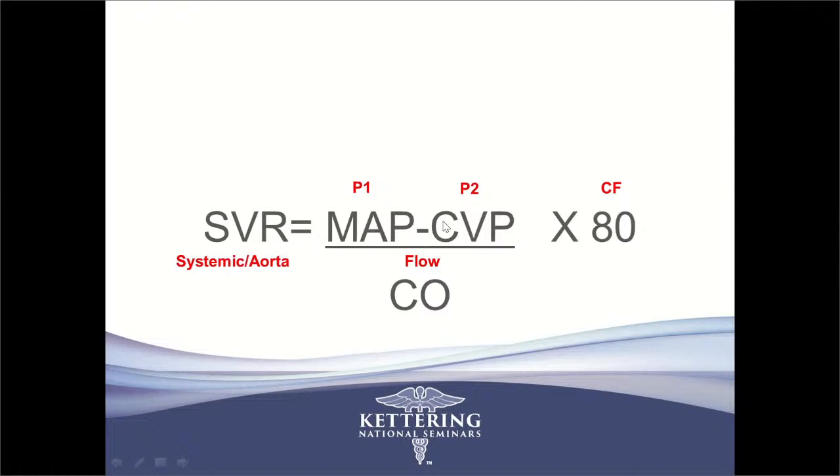So it's a beginning pressure minus an ending pressure in that circulatory system divided by the flow, which is the cardiac output, times 80. That's the conversion factor. So once you've done all this, you multiply it times 80, and that gets you the units that you need for systemic vascular resistance.